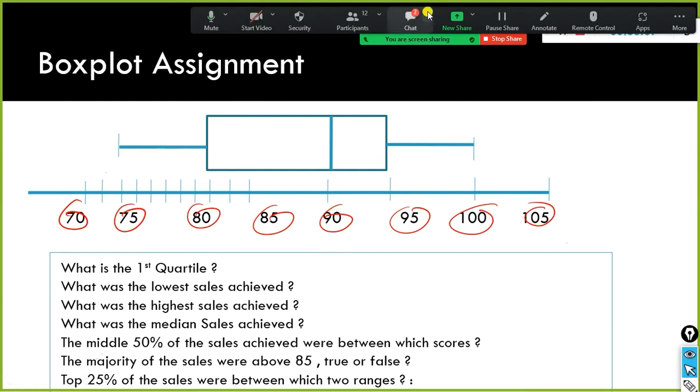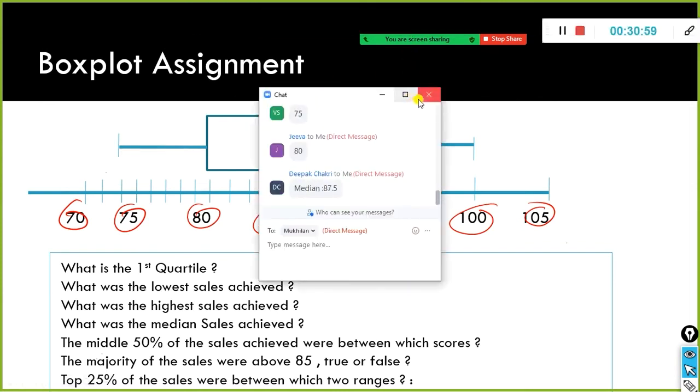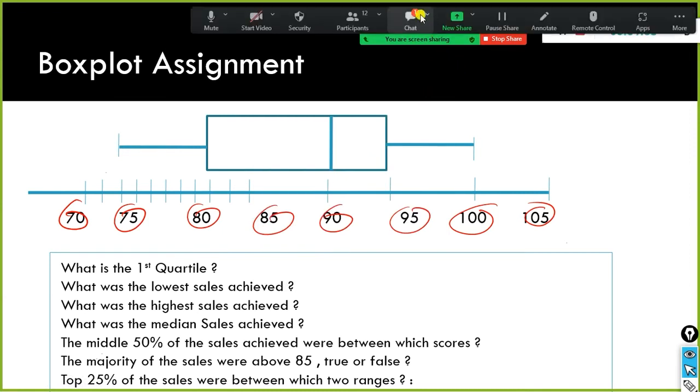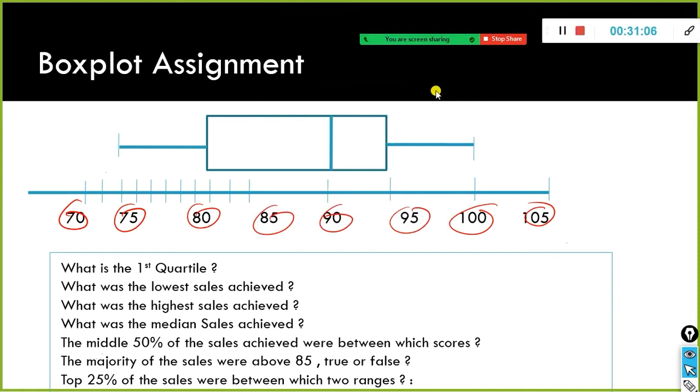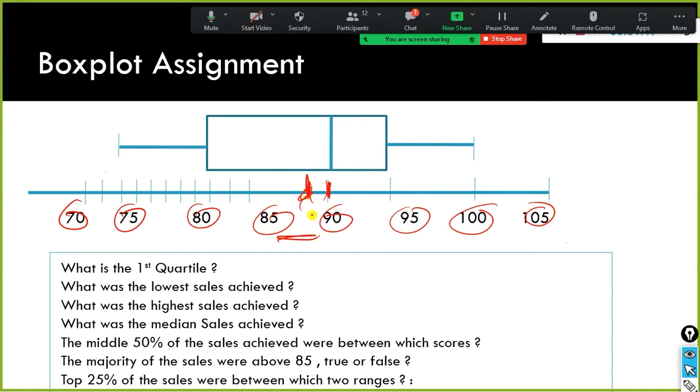Yeah. First quartile is 75, 80. Somebody says 75, somebody says 80. The median is 87.5. Yes, the median should be 87.5, right? So 85 plus 90, how much? You will get 175. 175 divided by 2 is 87.5. Very good, so 87.5 is the median.